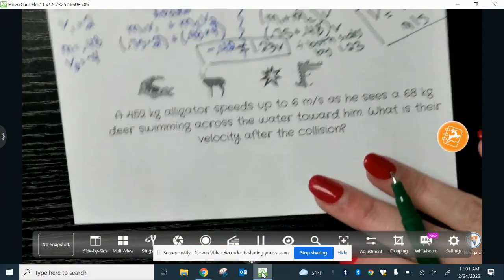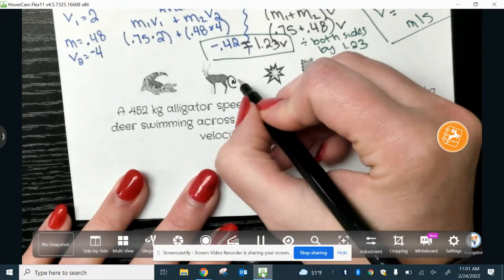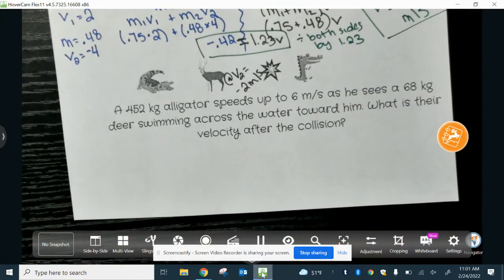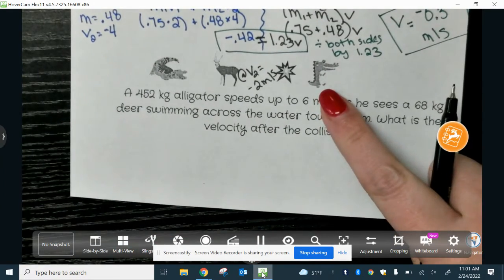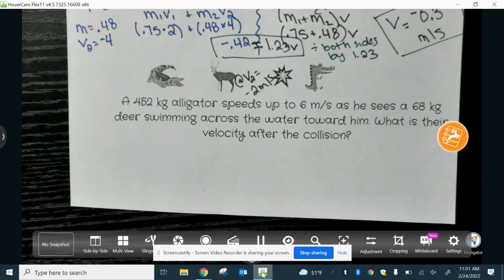All right. I was super proud of this next one because I made it up, and then of course I messed something up. So my deer is going to be swimming at negative 2. You're not going to give me the credit I deserve for this one. But that little alligator is smiling and his hands are on his belly because he ate. So a 452 kilogram alligator speeds up to 6 as he sees a 68 kilogram deer swimming at negative 2 across the water towards him.